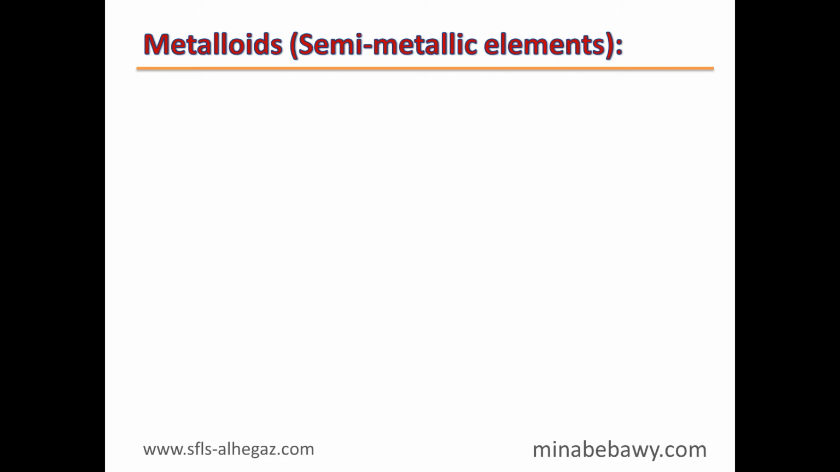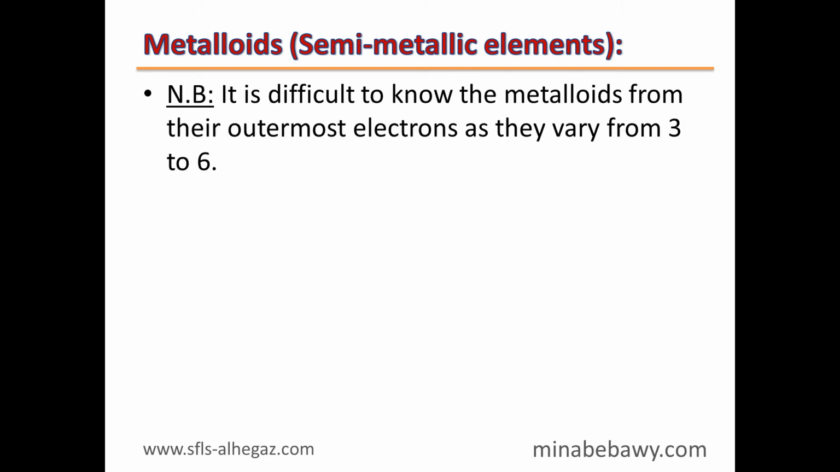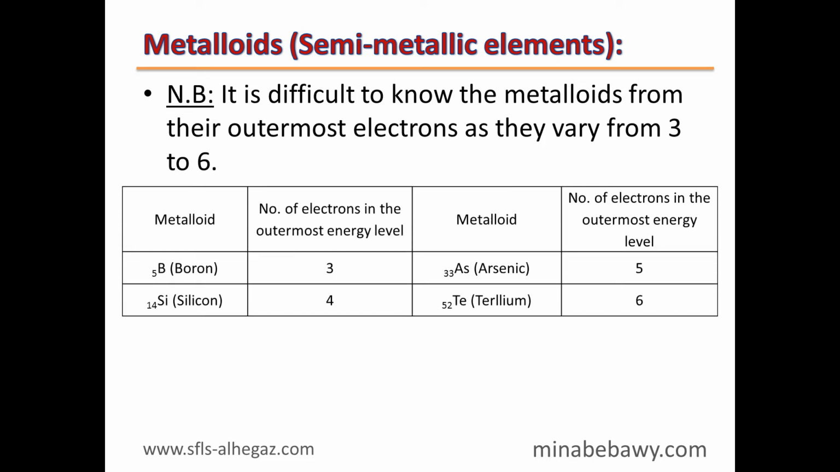Note the following. It is difficult to know the metalloids from their outermost electrons. This is a give reason question. Give reason 4. It is difficult to know the metalloids from their outermost electrons because they vary from 3 to 6. The number of electrons varies from 3 to 6 electrons. So we have to memorize them.